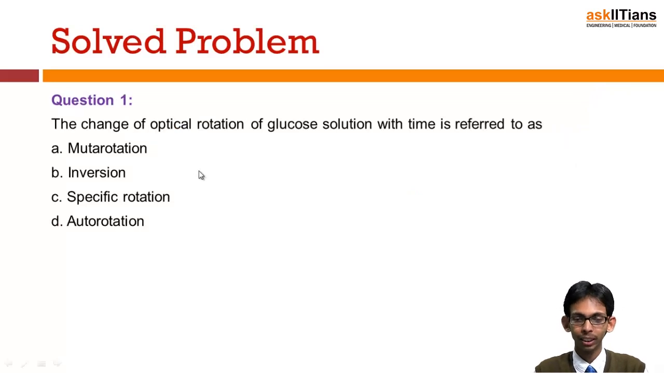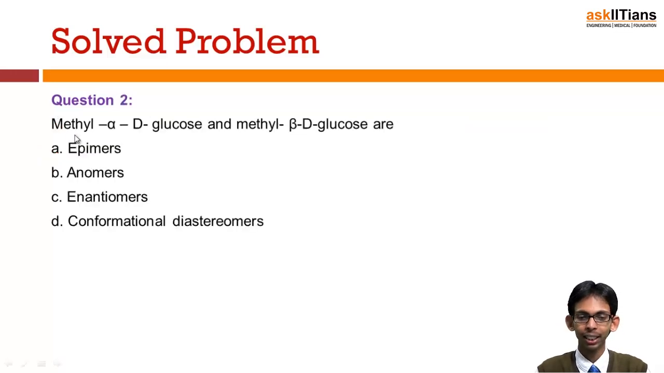Now there is a solved example. The change of optical rotation of glucose solution with time is referred to as, yes, mutarotation. We have just discussed this. Next, methyl alpha D glucose and methyl beta D glucose are. So we know that if we are talking about alpha and beta form of a particular compound, that means we are talking about anomers. Alpha and beta forms are known as anomers.